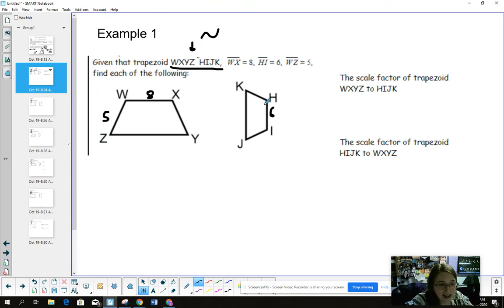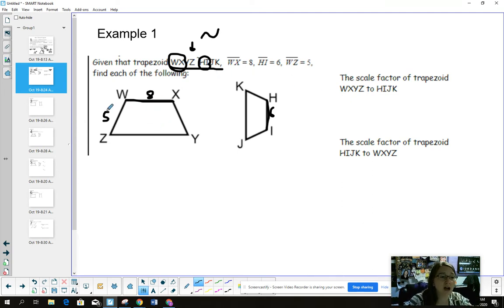I only have HI right here. HI is the first 2 letters. I have to use that because I need 1 side from one shape and 1 side from the other shape. So I have to use HI. That means I have to use WX, which is this side. I have to use 1 side from one shape, 1 side from the other shape.